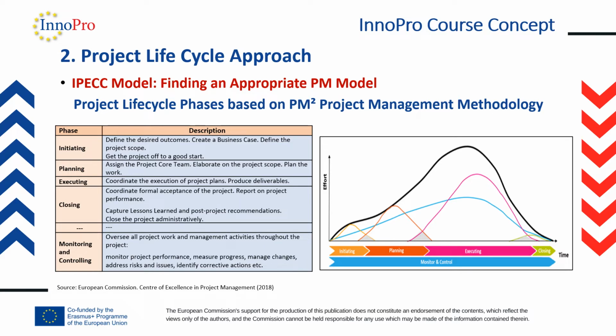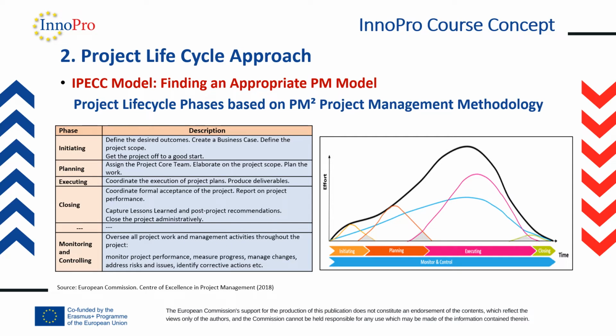The first phase or stage is initiating. It means that we are defining the desired outcomes of our project. We are generally creating our business case or project case and defining the whole project scope. The initiating phase is followed by the planning stage. It means we are trying to elaborate on the project scope. We are preparing the project plan and all the workflows in this plan. Then we have the executing phase, when we coordinate the execution of project plans and look for the production of all deliverables. At the end of the project, we have the closing phase or stage, when we close the project in a physical way, in the financial way, as well as in the administrative, formal way, and we also pay attention to reporting our project performance.